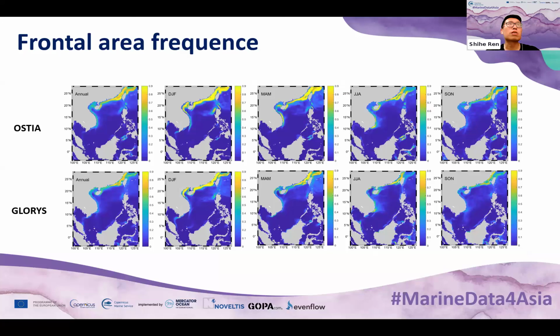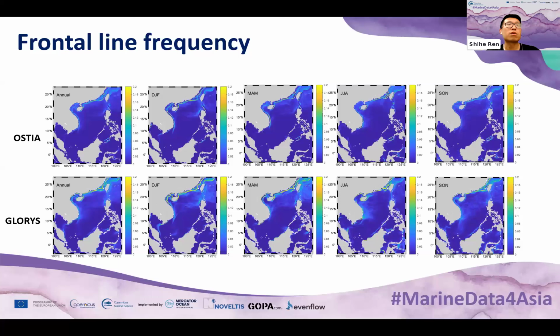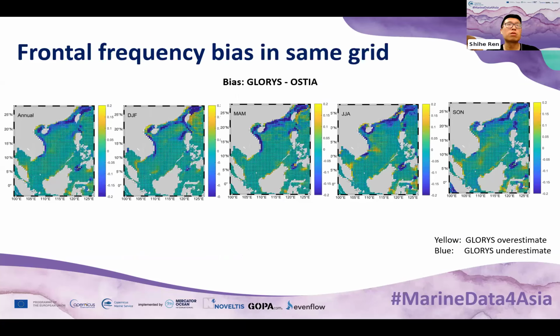The front occurrence frequency distribution and seasonal patterns are very similar to the results of the magnitude. They are stronger in the nearshore and weaker in the central basin. This is the frontal area frequency, and their seasonal cycle is also very similar, with high frequency in the winter and low frequency in summer and autumn. And this is the frontal line frequency, and it shows similar features.